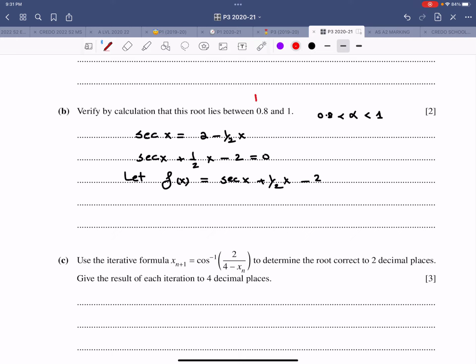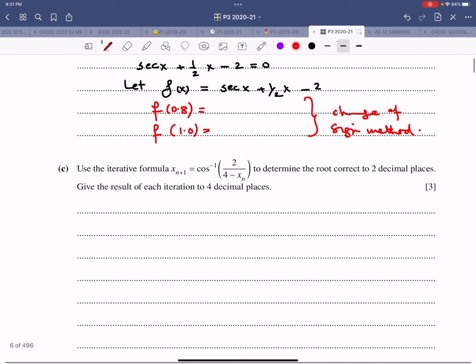Make sure your calculator is in radian mode. Angle is in radians. Calculate f of 0.8, calculate f of 1.0. One of them would be positive, the other one would be negative, and then you get your answer. This is called the change of sign method. So now this is done.